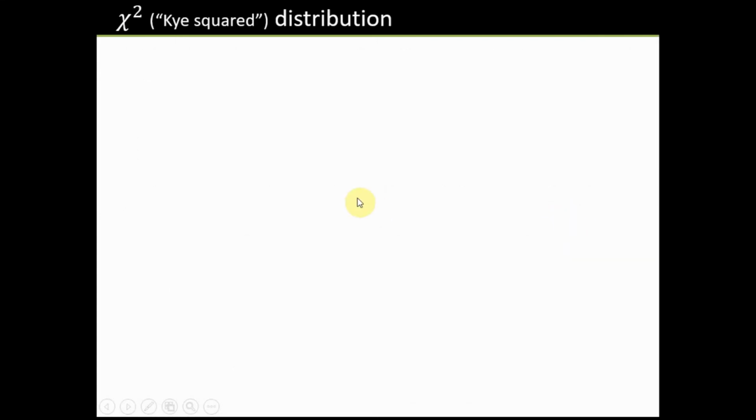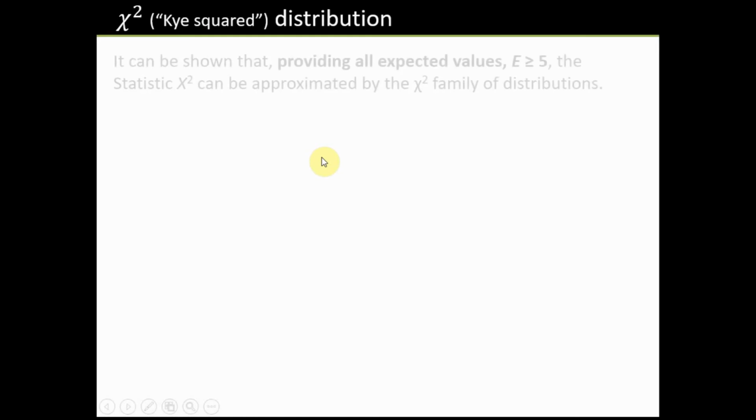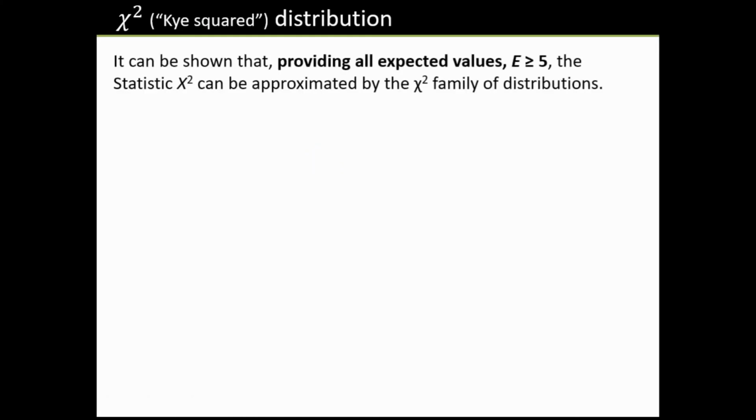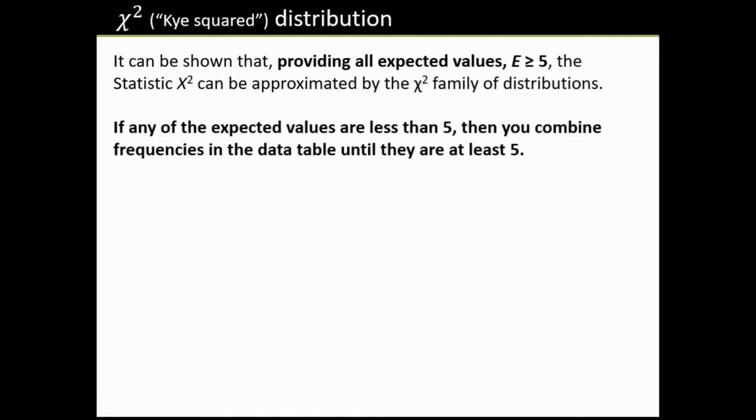And it can be shown that that test statistic follows the chi-squared family of distributions, providing that all expected values are greater than or equal to 5. So we've got to ensure that all expected values are greater than or equal to 5 to be able to use the chi-squared distribution for the test statistic. If any of them are less than 5, then what we need to do is combine the frequencies, so put some of them together until they are at least 5.